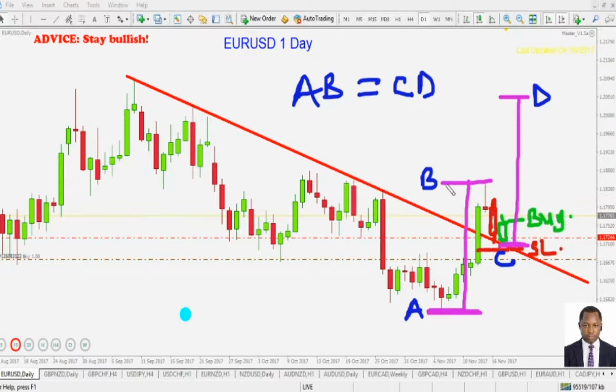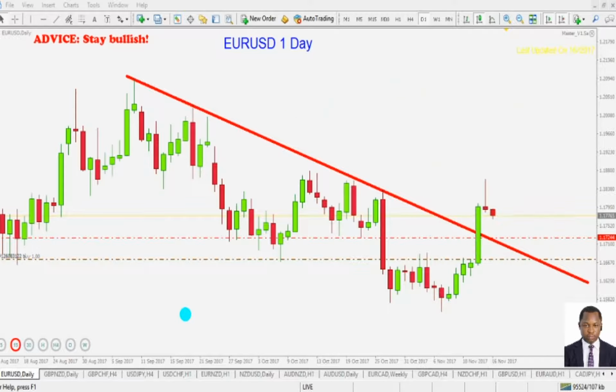Okay, that's your projection. So price should be able to move in an equal distance as from point A to B. All right, price should be able to move this same distance from point A to B. So the distance of point A to B should be equal to point C to D. That's the projection. So if price makes that pullback, the bounce here should move equivalent to this distance.